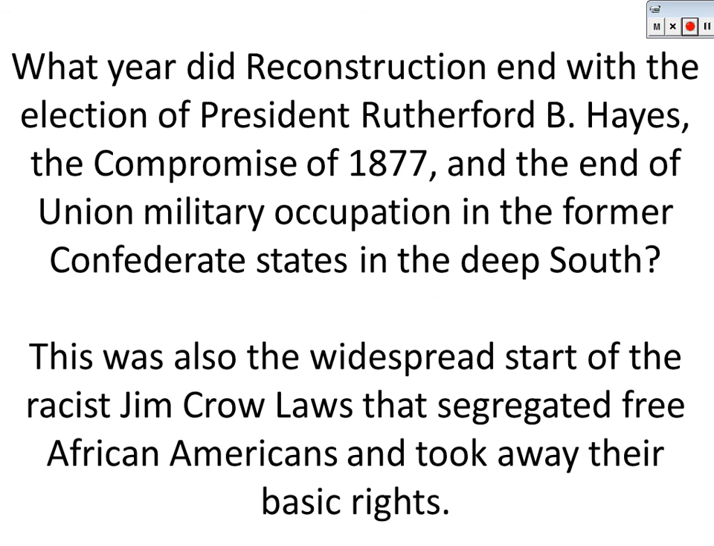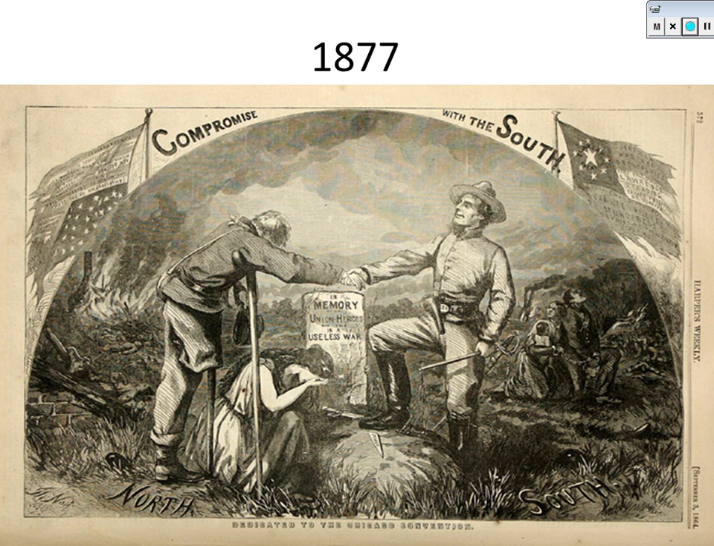What year did Reconstruction end with the election of President Rutherford B. Hayes, the Compromise of 1877, and the end of the Union military occupation in the former Confederate States and the Deep South? This was also the widespread start of the racist Jim Crow laws that segregated free African Americans and took away their basic rights. Nobody's getting that? Yes, good job. 1877.